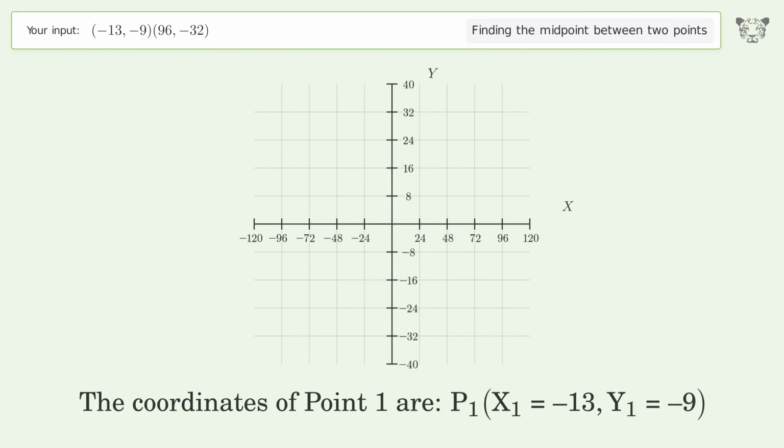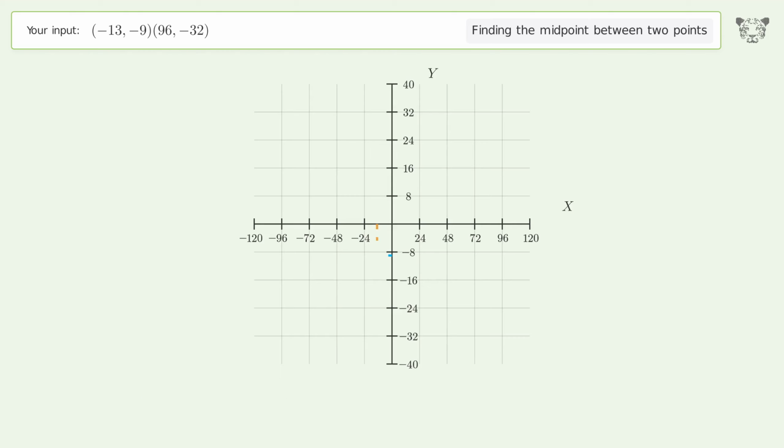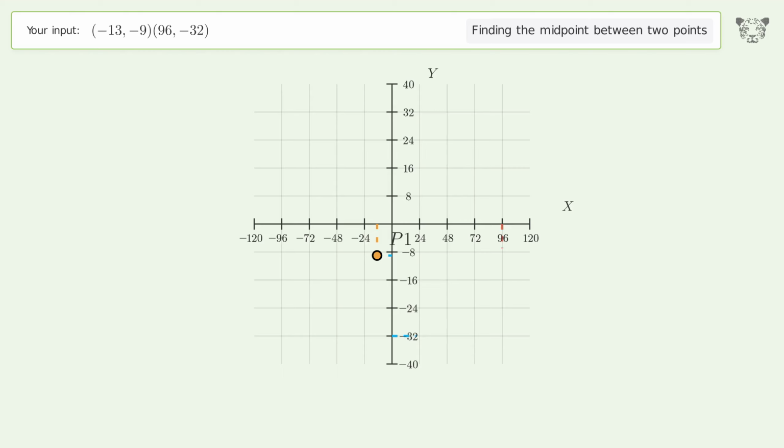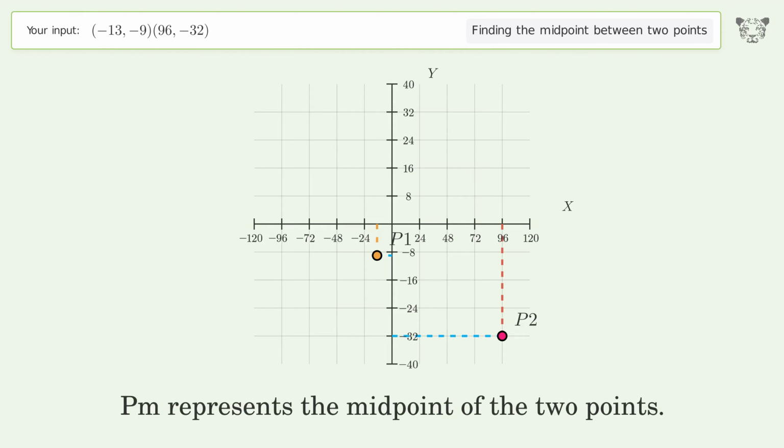The coordinates of point 1 are, x1 equals negative 13, y1 equals negative 9. The coordinates of point 2 are, x2 equals 96, y2 equals negative 32. PM represents the midpoint of the 2 points.